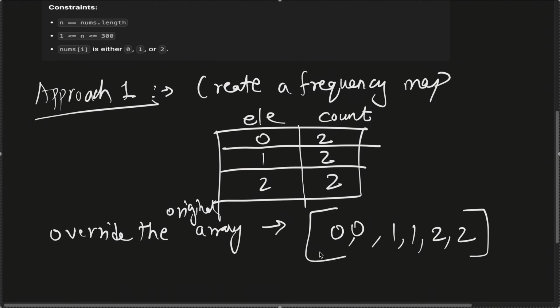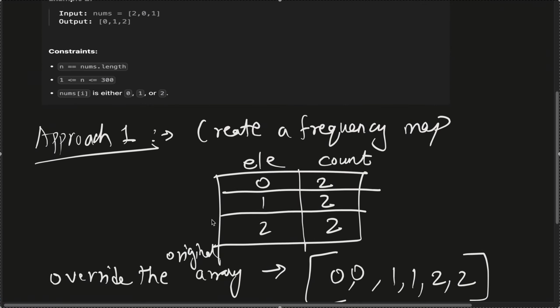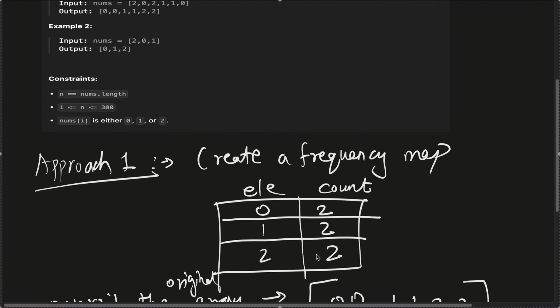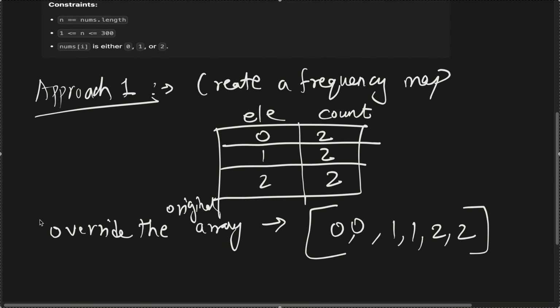So this is how you can solve this problem, right? First we will traverse the array, we will create a frequency map, we will store the count of all the elements that are present in the frequency map, and then we will again traverse the array and we will override the original array with the sorted part, right? So this can be the one approach.